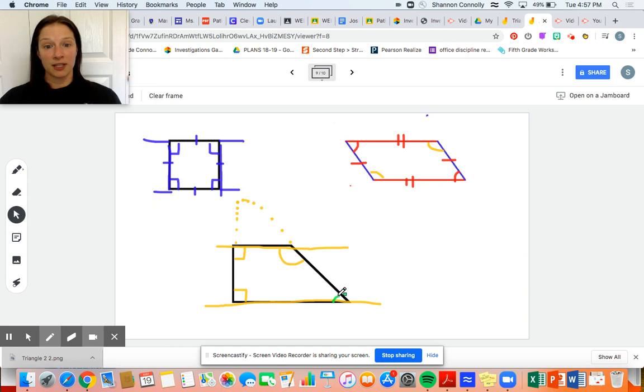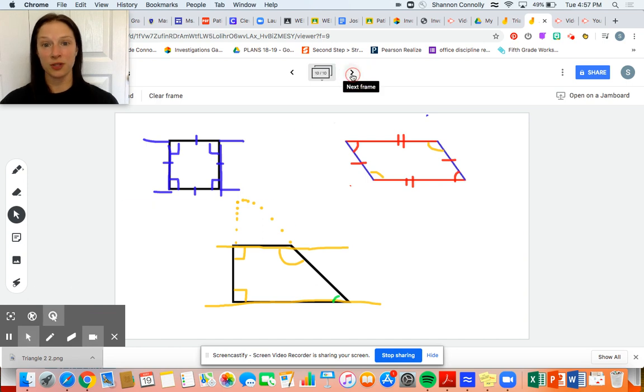So when I'm describing this shape, I would say there's one pair of parallel lines, two right angles, one obtuse angle, and one acute angle. And I don't notice that any of the sides are equal to each other. Okay? So what are you going to do at home?